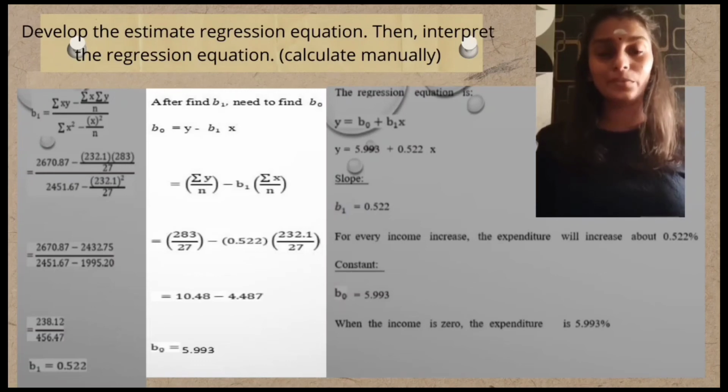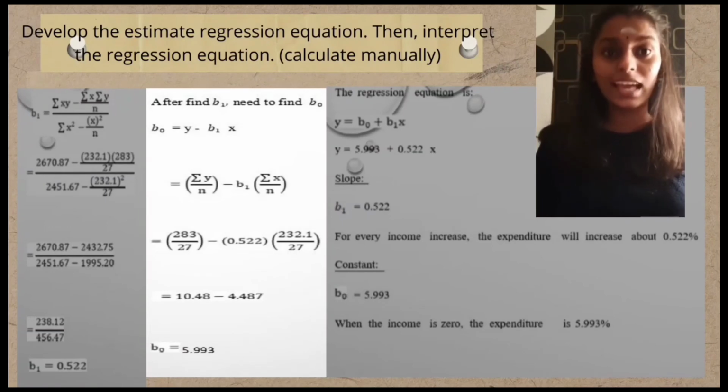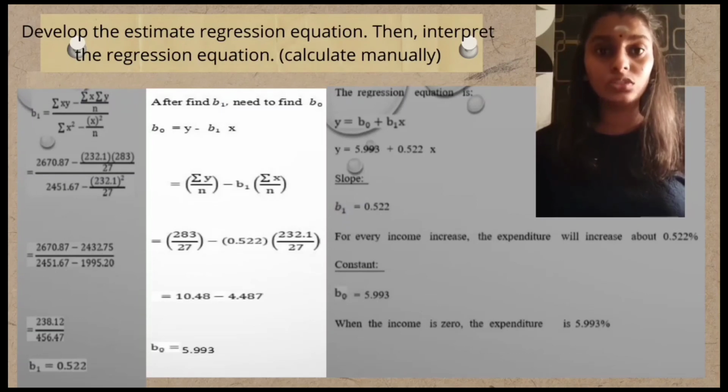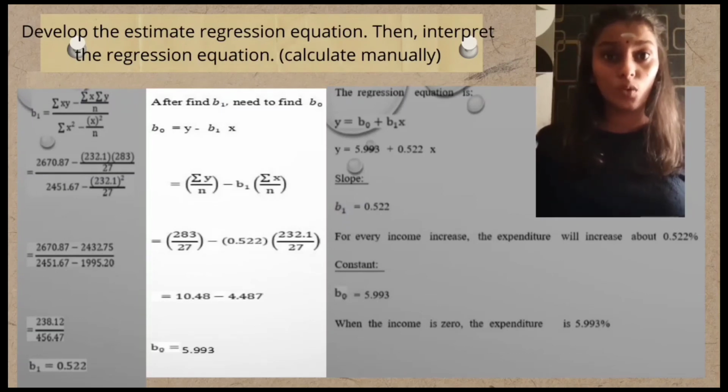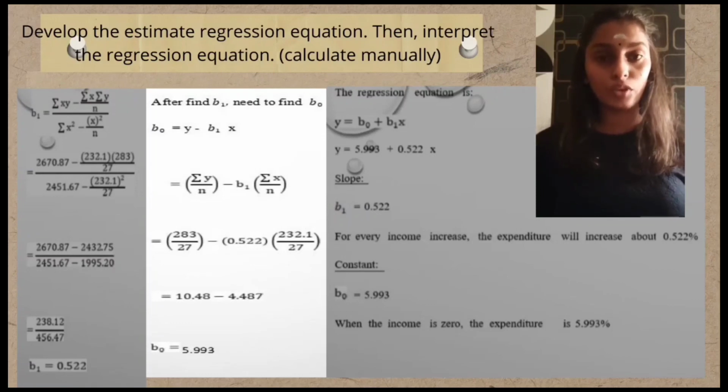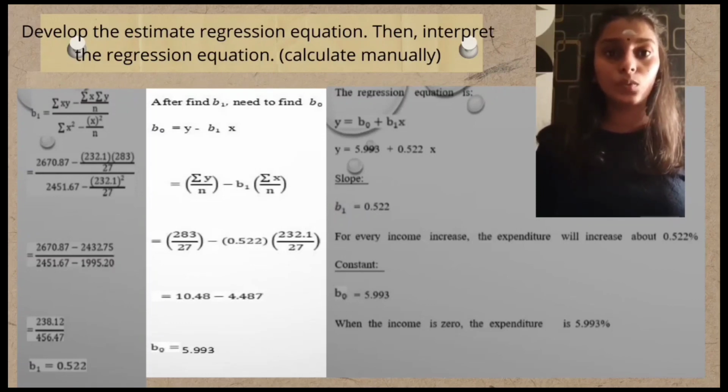I'm going to present my part, which is question 4 from part B, and the question is: develop the estimated regression equation, then interpret the regression equation, calculated manually. So the formula is B1 equals summation xy minus summation x summation y over n, divided by summation x square minus in bracket summation x square divided by n, which is 2,670.87 minus in bracket 232.1 in bracket 283 over 27, divided by 2451.67 minus in bracket 232.1 square divided by 27, and the answer is B1 equals 0.522.